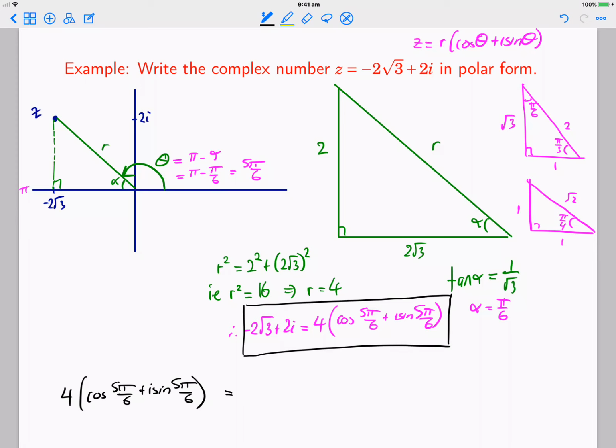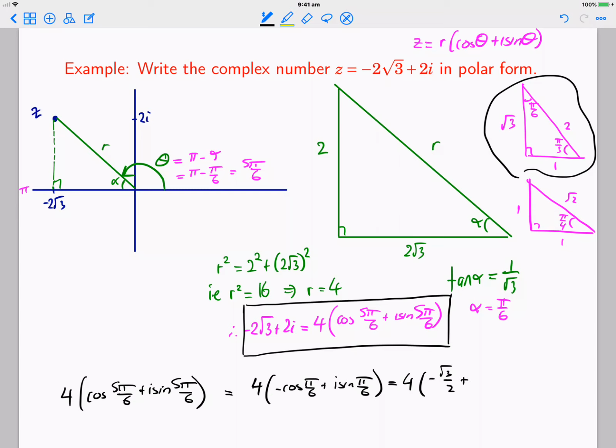So you know 5 pi on 6 is an angle lying in the second quadrant. You know cos is negative in the second quadrant and sine is positive in the second quadrant. And 5 pi on 6 makes an angle of pi on 6 with the horizontal axis. So this is the same as saying 4 times negative cos pi on 6 plus i sine pi on 6. Now using our exact triangles, I know that cos pi on 6 is root 3 on 2, and sine pi on 6 is a half.